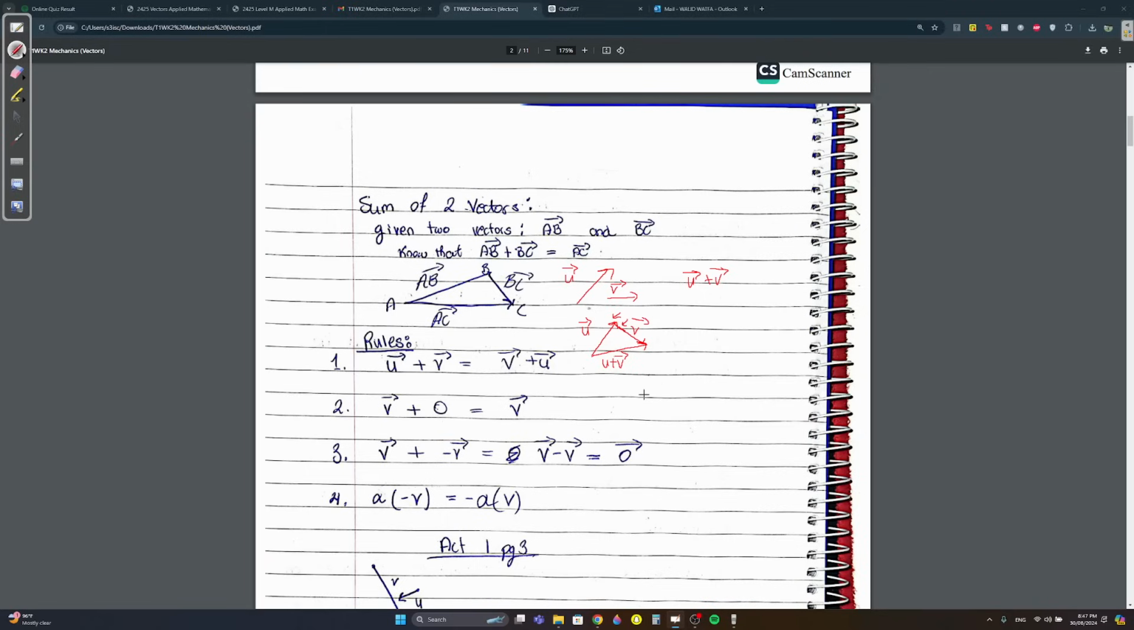The other method is what we call the parallelogram method. Let's say I have vector U like this, and I have vector V like this.